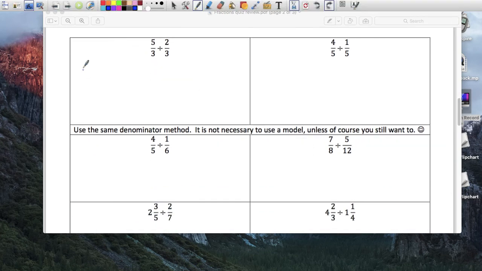Okay, again, so 5/3. So here is 1/3, 2/3, 3/3. So I need another bar cut in thirds. 1/3, 2/3, 3/3, 4/3, 5/3. So that's 5/3, 5 pieces of 1/3. Okay, each box is 1/3, so I need 5 of them. And then here, I'll shade in 2/3.